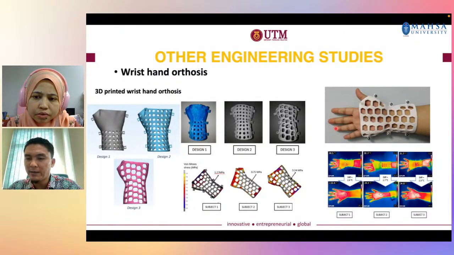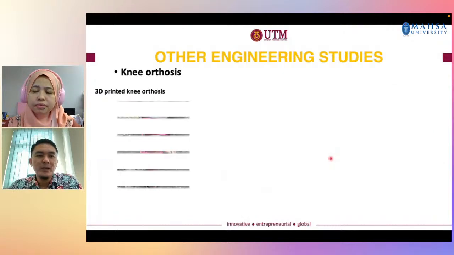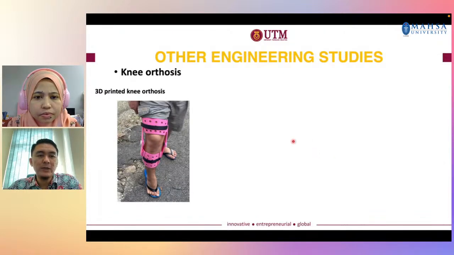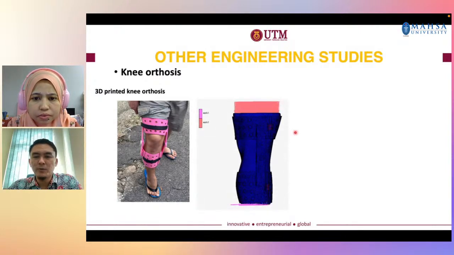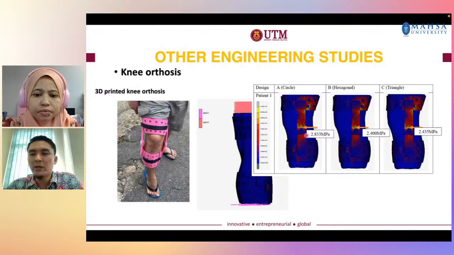We want to see whether the material itself can allow the temperature to release from the skin or not. So you can see the difference here between the image before and after wearing the orthosis. And then we do have a knee orthosis for the knee joint, and same goes to this one. We do finite element analysis. We found out that there is some highest stress at the joint, which can later be improved in terms of design element.